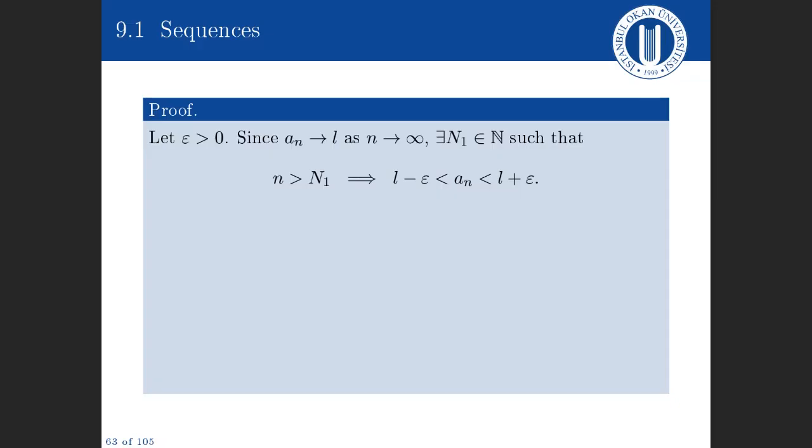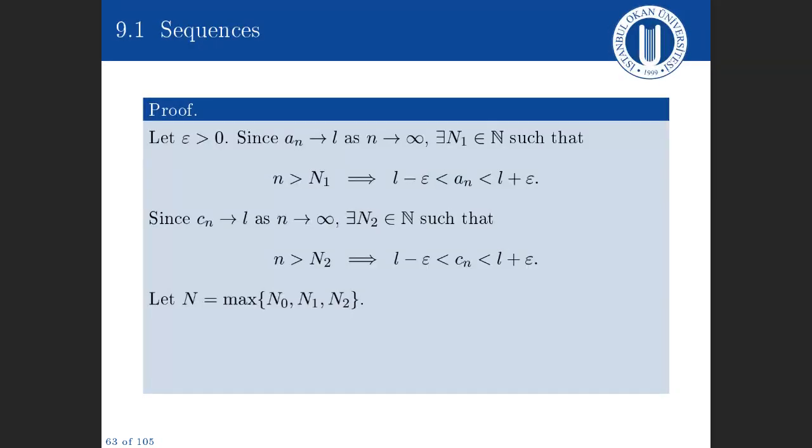What do we know? We know that An converges to L, so we know that this must be true. And we know that Cn converges to L, so this must be true. What do we do whenever we have two capital Ns, capital N1 and capital N2? We pick the bigger one. And also, we'll pick the bigger out of N0, N1, and N2, so we don't have to worry about the inequality not being true at the start of the sequence.